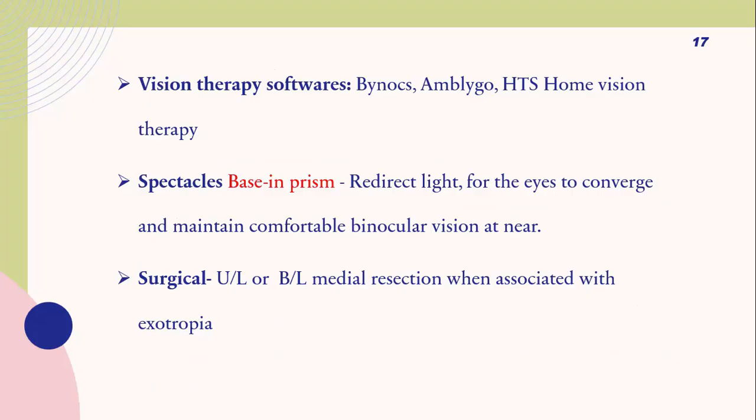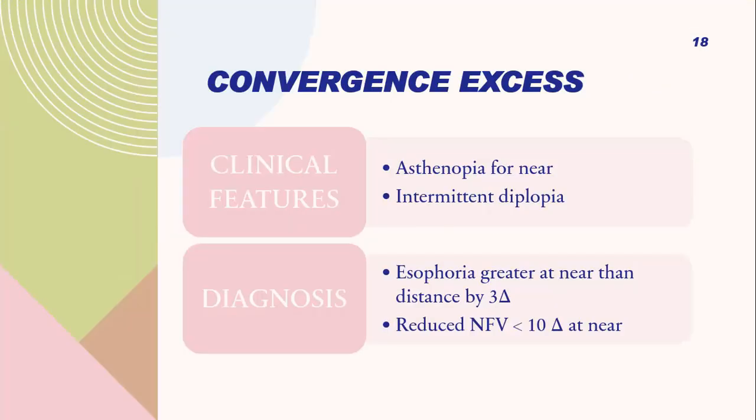So despite all these exercises, if the patient cannot be improved on his convergence, then we have to go for optical treatment with spectacles. So here the relieving prisms which are used are the base-in prisms, and we can ultimately even plan for surgical correction where we strengthen the medial rectus using bilateral medial rectus resection, and this can be done especially if it's associated with an exotropia.